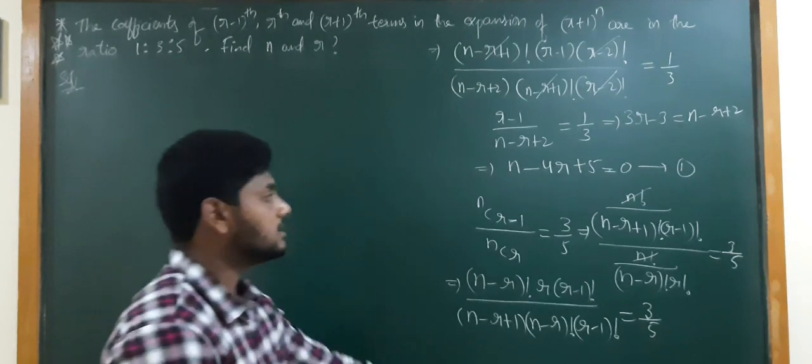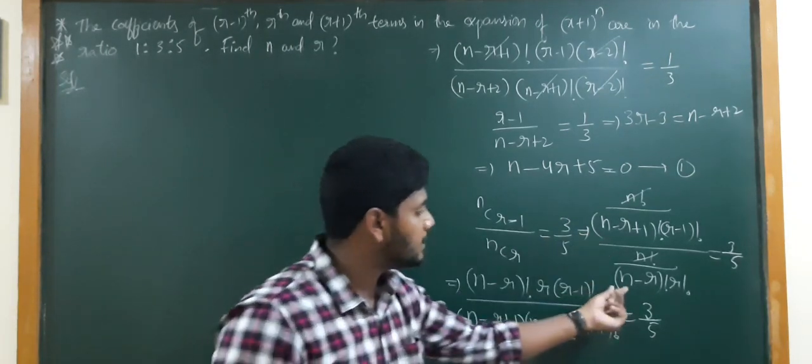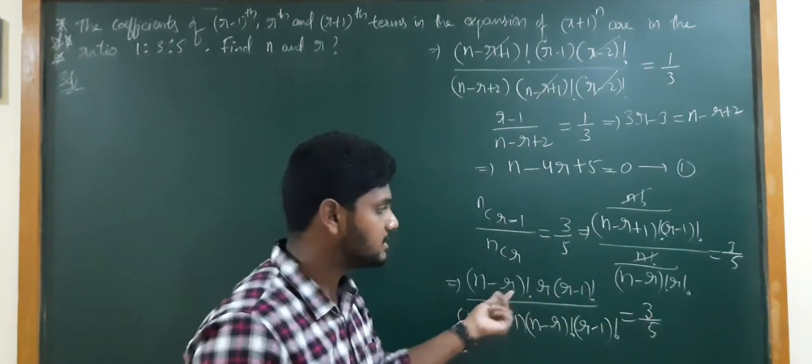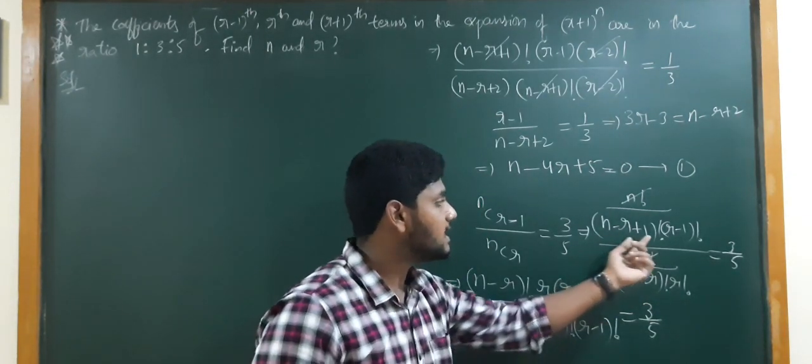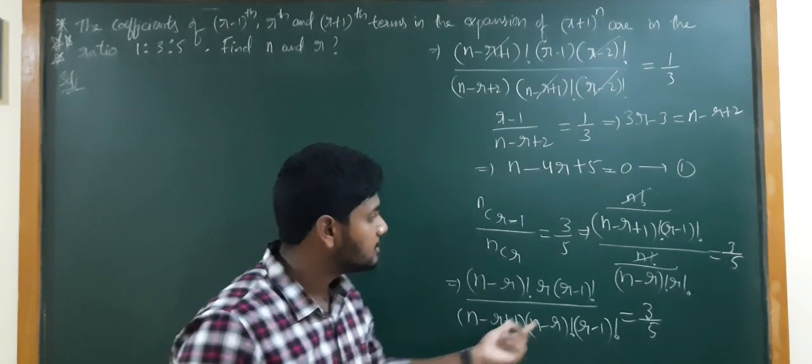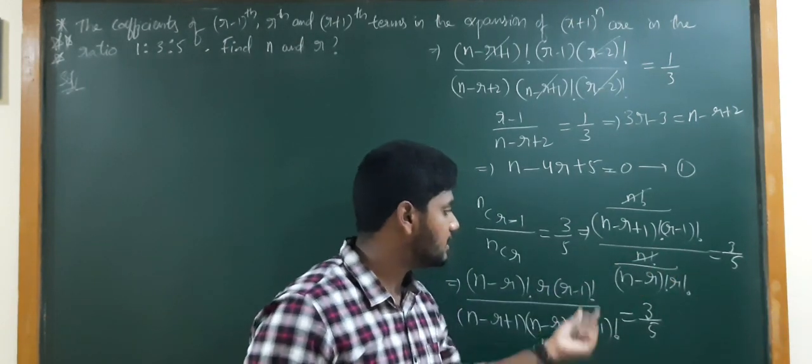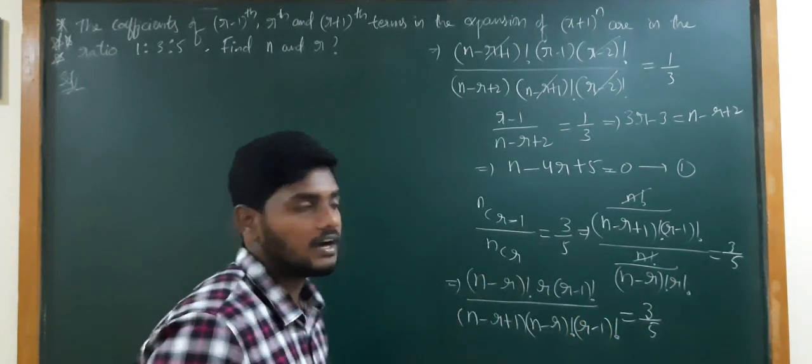Here you may get a doubt: sir, why did you not decrease n minus r factorial, but you decreased r factorial? And in n minus r plus 1 factorial you decreased it, but r minus 1 factorial we have written as it is. Why? Because of our requirement.